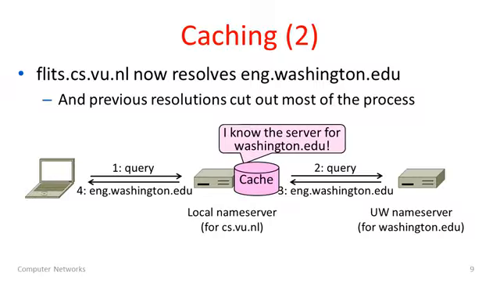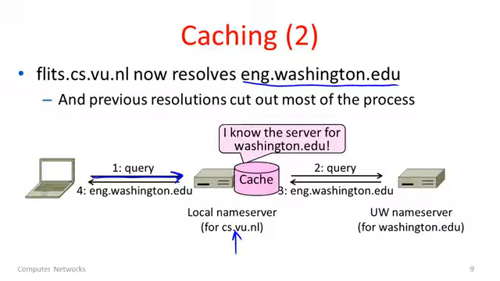Let's see an example. Okay, so let's suppose that Flitz now wants to resolve the IP address of eng.washington.edu. Well, it's previously done some resolutions. They're going to help. So let's just imagine the steps. First of all, the client asks the local name server, I would like the IP address of eng.washington.edu. What does the local name server do? If it didn't know anything, it would go to the root. The root would tell it edu, and then it would go to edu, and edu would tell it washington.edu, and so forth. But we've already done that on the way to get through cs.washington.edu.